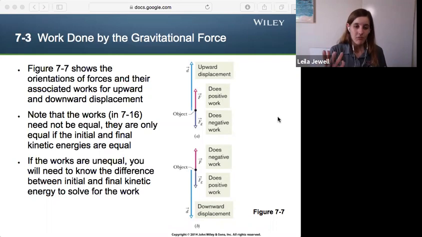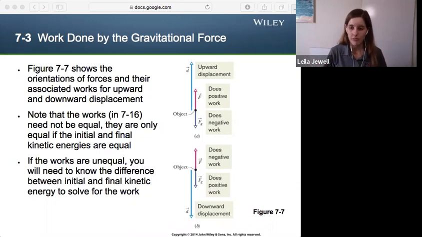Note that the works don't have to be equal. You might be doing more work in applying a force than the work done by gravity. But in that case, the change in kinetic energy will not be zero, right? So we'll only see that the works are equal and cancel if the initial and final kinetic energies are equal. If the works are unequal, you'll need to know the difference between the initial and final kinetic energies in order to solve for the work. So it might tell you that it's at rest to start and then it's going at 2 meters per second. Well, that can tell you the change in kinetic energy, and that will tell you the net work.